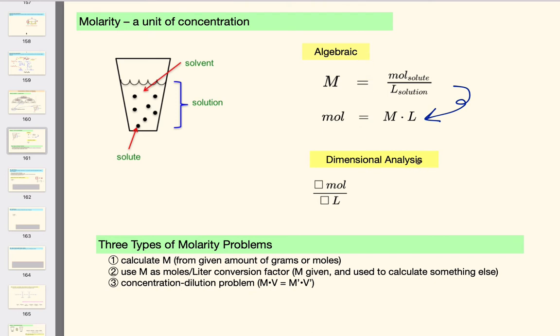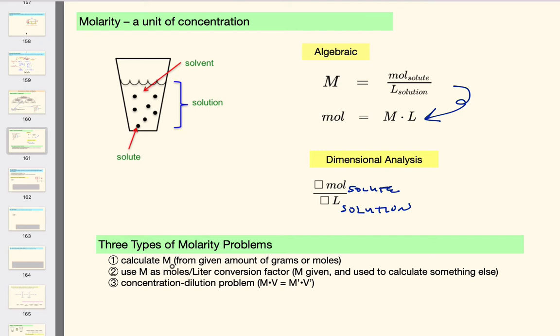What if you solve it by dimensional analysis, which I'm going to do most of the time? Then we have to use the dimensions of the units. What are the units of molarity? It's moles of solute over liters of solution. There are 3 types of molarity problems that you're going to come across. One, you're going to actually calculate M.